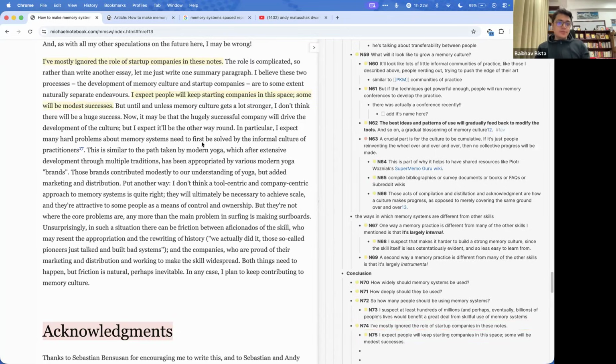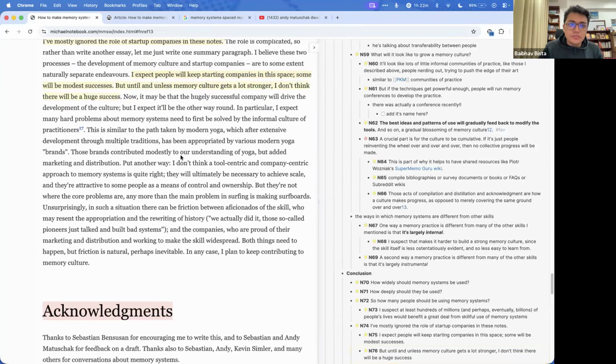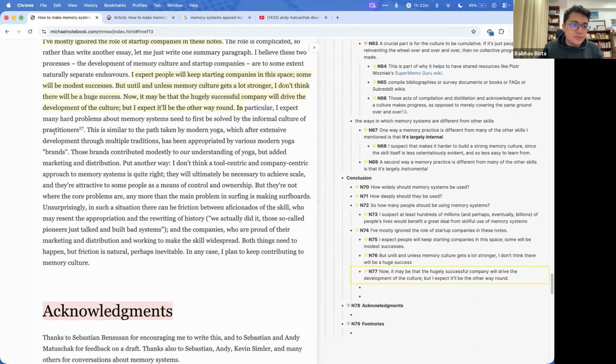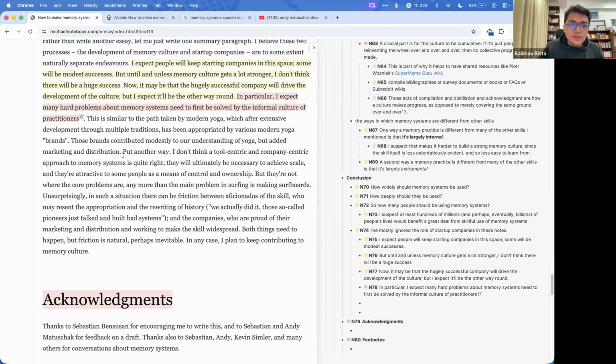Yeah, there are a bunch of companies in this space, right? There's the old tried and tested Anki. There's Remnote, and there's one called Moki or something. But until now, unless memory culture gets a lot stronger, I don't think so. This is really interesting: the informal culture of practitioners will first solve the many hard problems, and then it will be put into a new tool.